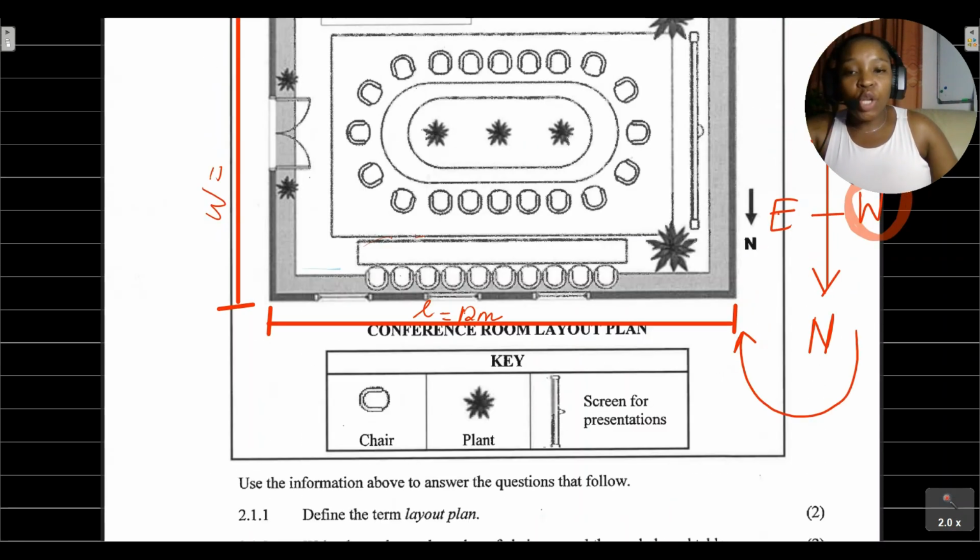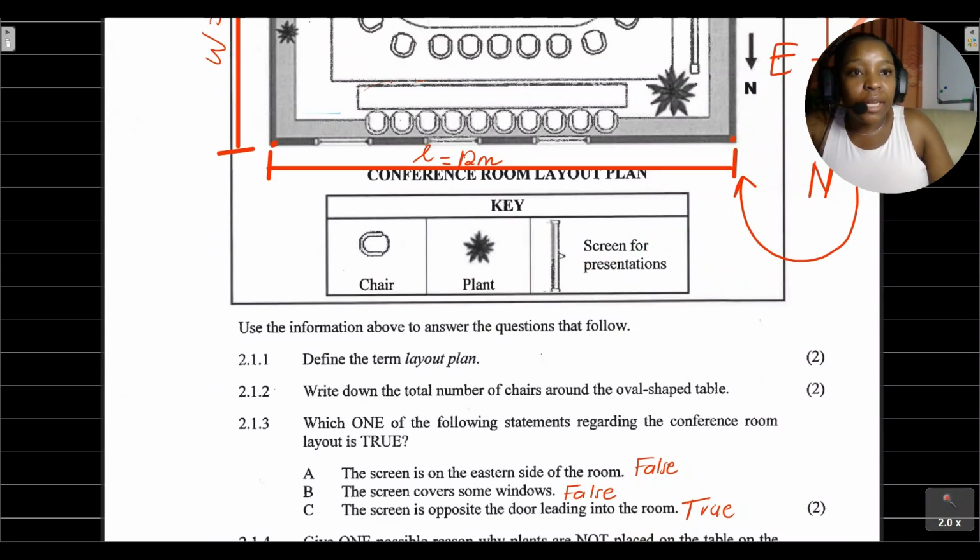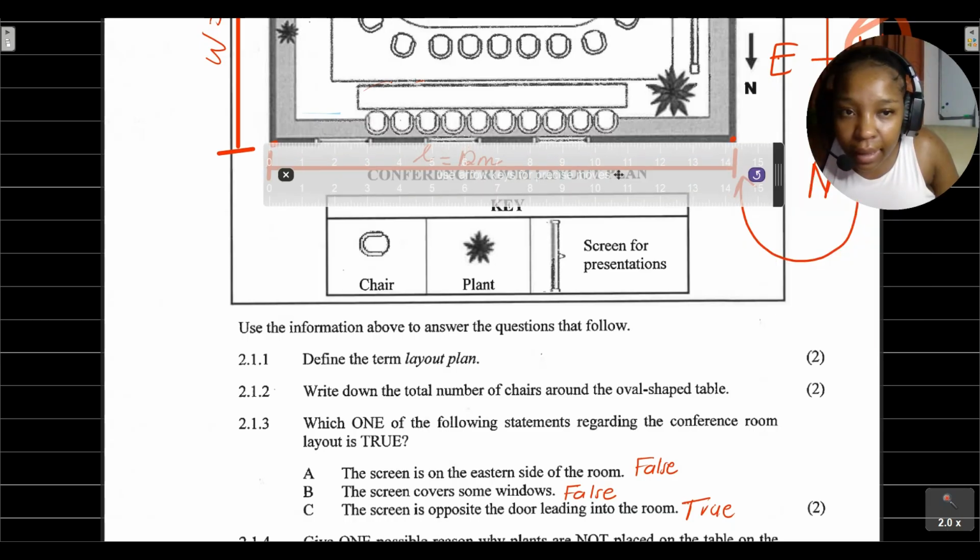So remember, when you're given these types of questions, you just need to take out your ruler and measure the length from there to there and give what that dimension is. If you have the physical paper and you've printed out this layout plan on an A4 piece of paper, you measure with your ruler from there to there. I'm just using my digital ruler so that you see what we're supposed to do. So you're going to put your ruler nicely there.